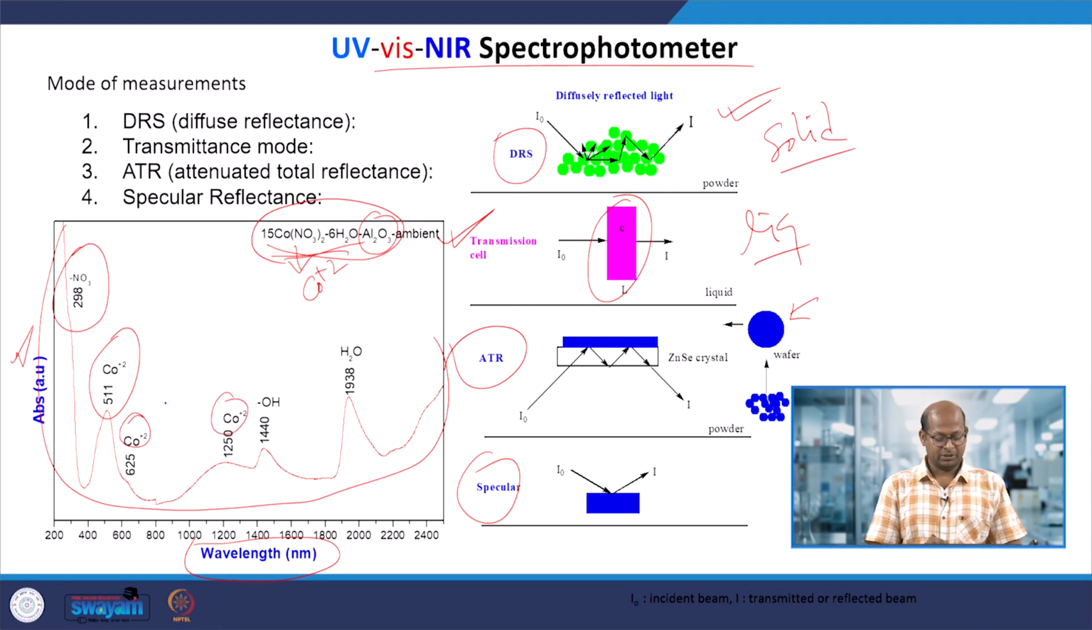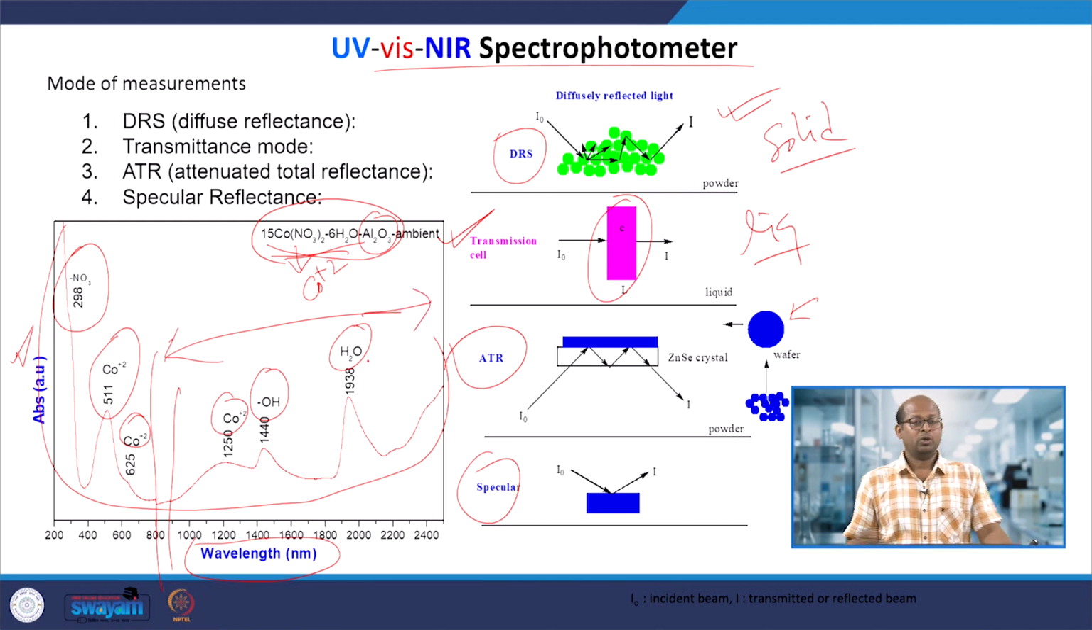Where water is present, at different locations, that usually comes in the NIR range. So this is the NIR range, after 750. After this point is the NIR range, where some water molecules can be detected in the near infrared.